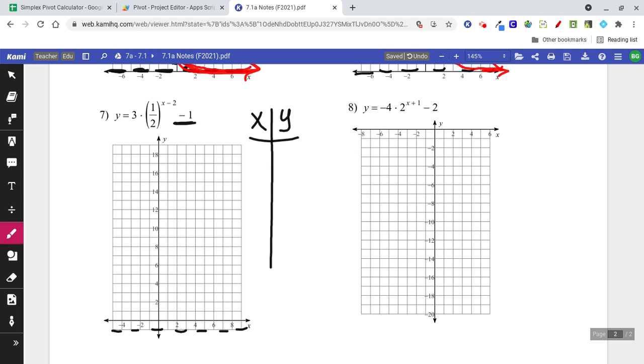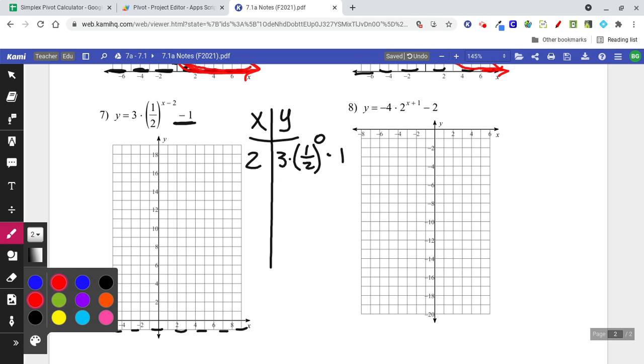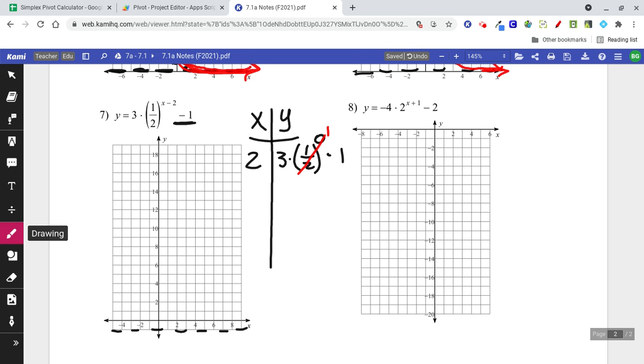Okay? Anybody know what a good number to plug in this one would be? 2 would be a very good number. All right? Basically, we picked 2 in order to make that exponent 0. We're just trying to make our calculations easier. It doesn't really matter, especially if you have a calculator. But plugging in 2 will give me 3 times 1/2 to the 0 minus 1. And you might be able to do that in your head if you know what's going on. Because 1/2 to the 0 power equals 1. 3 times 1, you've got 3 minus 1 is 2. So we'd have the point 2, 2.